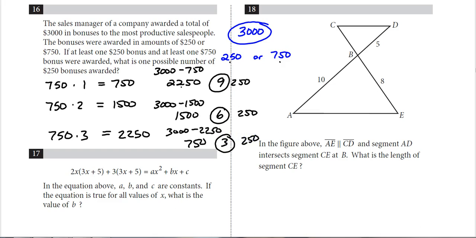Now, if you go any further, I'm going to put this in red, because if you go 750 times 4, you've wiped out all $3,000, and it said we had to have at least one $250. So I couldn't go this scenario. So it looks like any of these 3 numbers here would work. Now you don't want to put all of them. As soon as you get one, put it in.